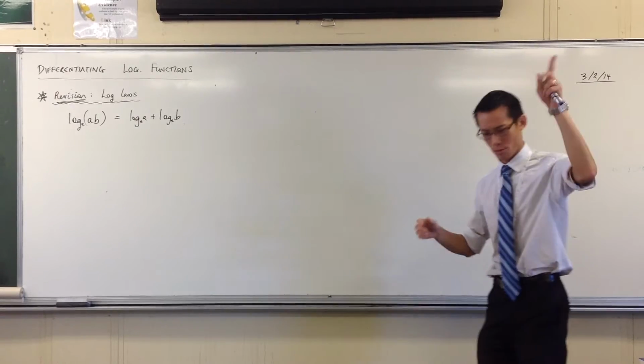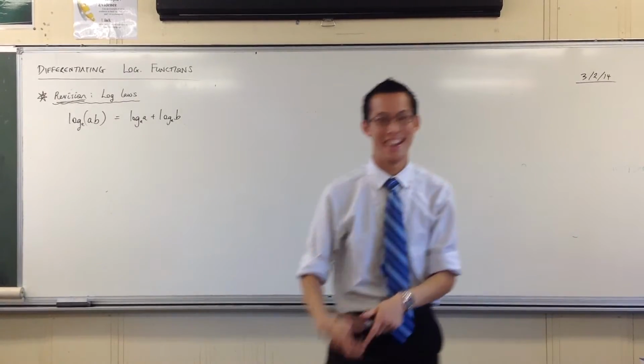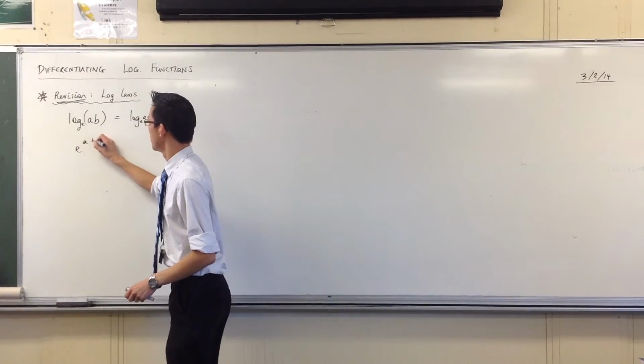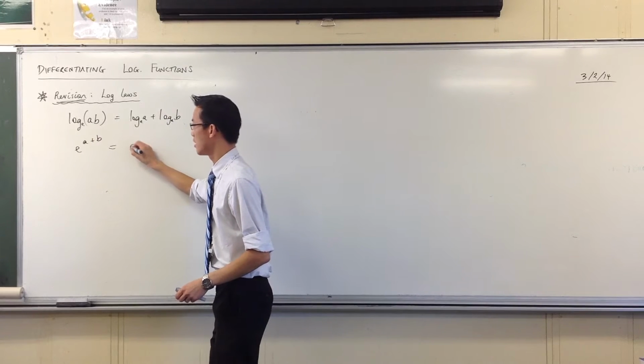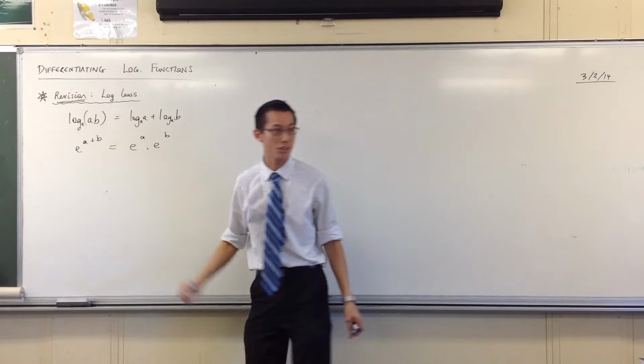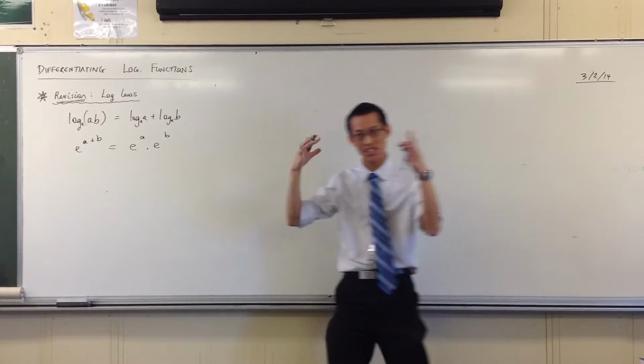X to the power. Yeah, whoa, flying markers. Yeah, other back bench. E to the power of A plus B equals E to the power of A times E to the power of B. Yeah, bingo. Good.